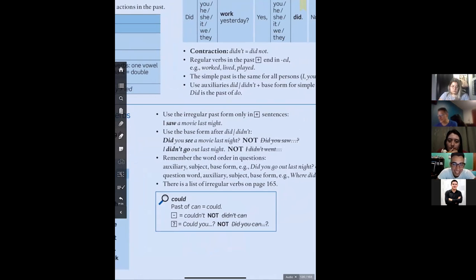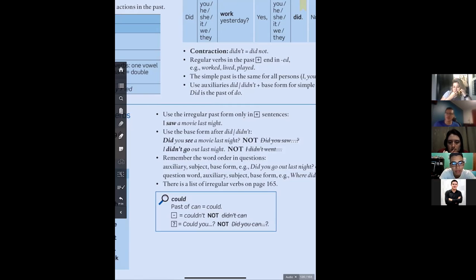Okay, it says use irregular past form only in positive tenses. Correct. I saw a movie last night. Perfect. Use the base form after did or didn't. Did you see a movie last night? Not. I didn't go out last night. Very important. Never: I didn't went.